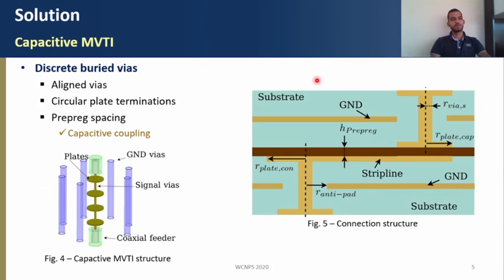So we came out with the solution of the capacitive MVTI. It consists of aligned vias terminated by circular plates, and since the layers are spaced by the prepreg, that is the glue, we have here a capacitive coupling. So the signal can be transmitted all through the PCB stack. And here we have, by this discretization, the combinations that we want.